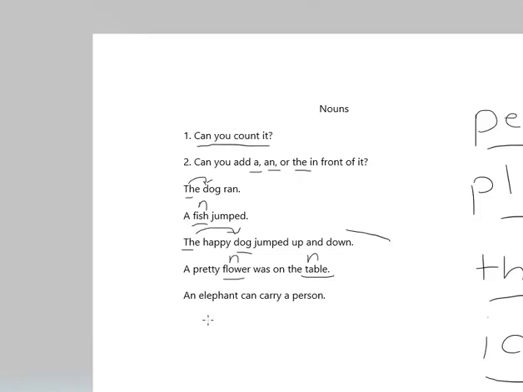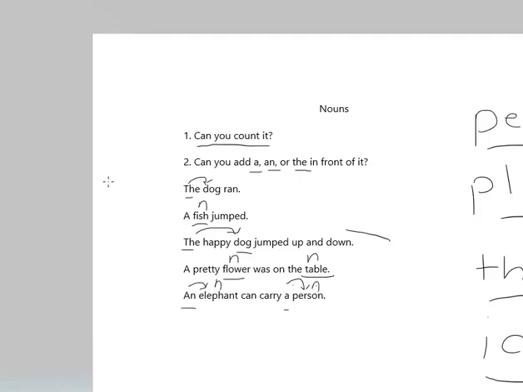An elephant can carry a person. All right. We know that we need a, an, or the to find the nouns. So we have an and we have a. So we're going to have at least two nouns in the sentence. A what? A person. That's a person. And then we have an what? An elephant. So both of those are nouns, and we would mark them with an N to help us remember.